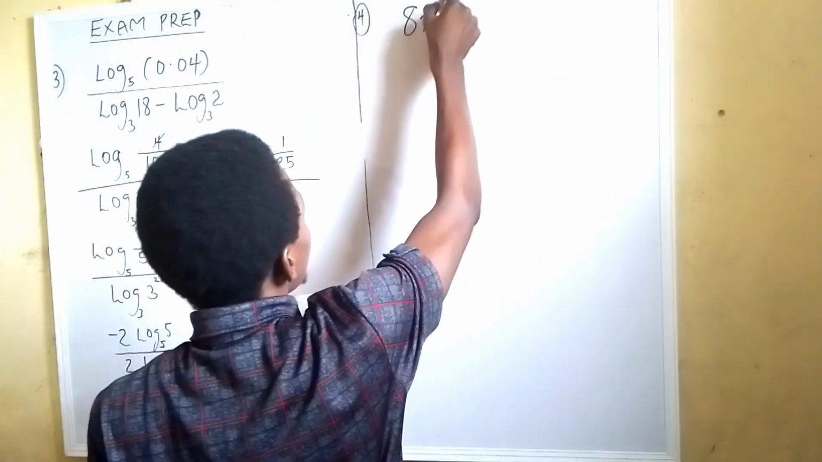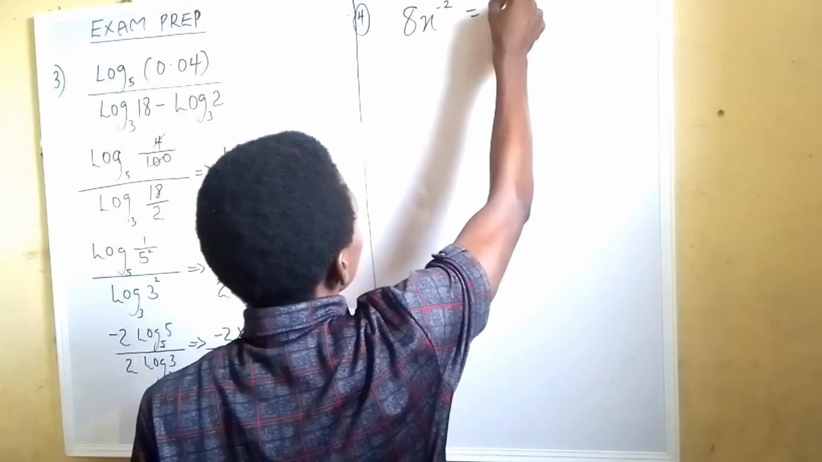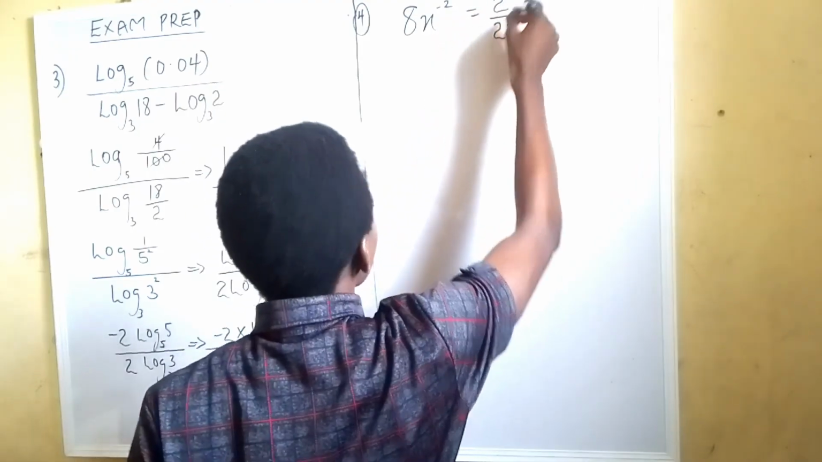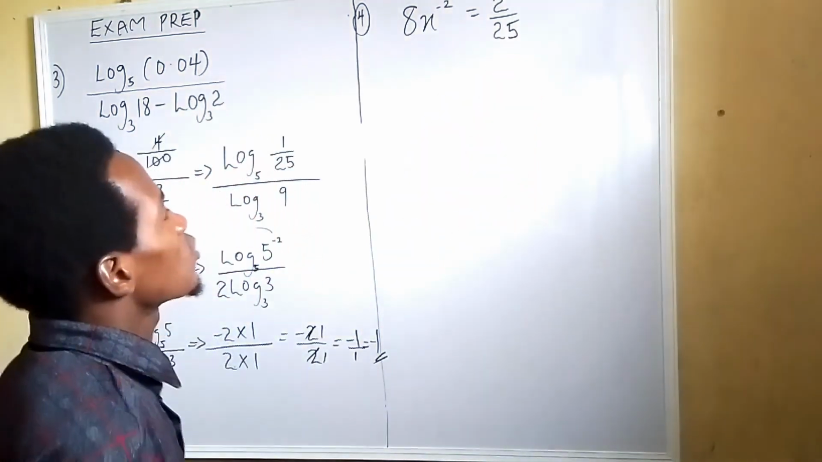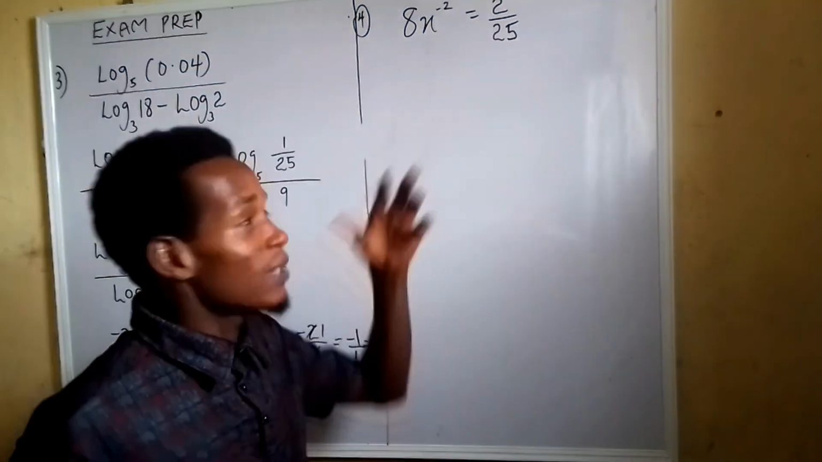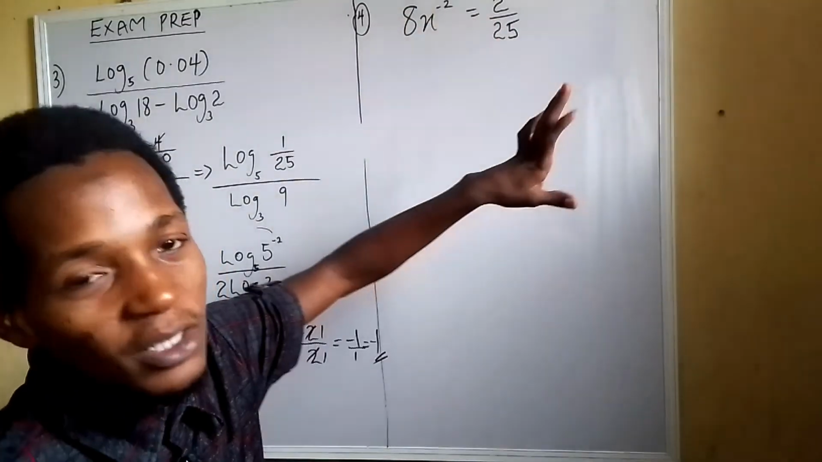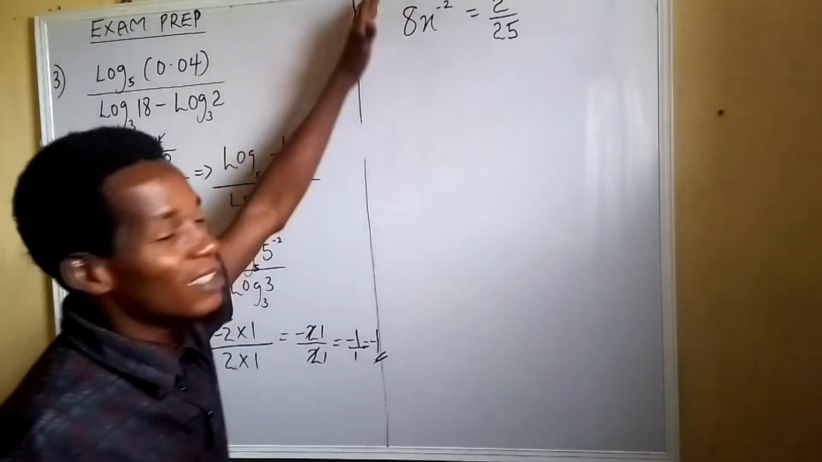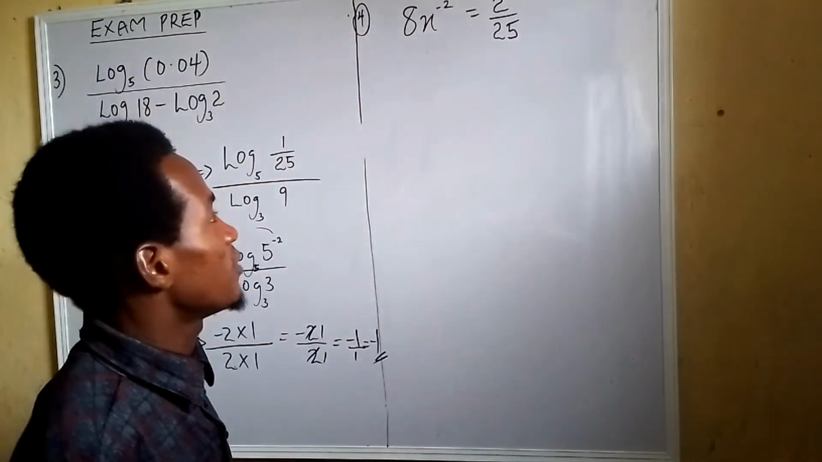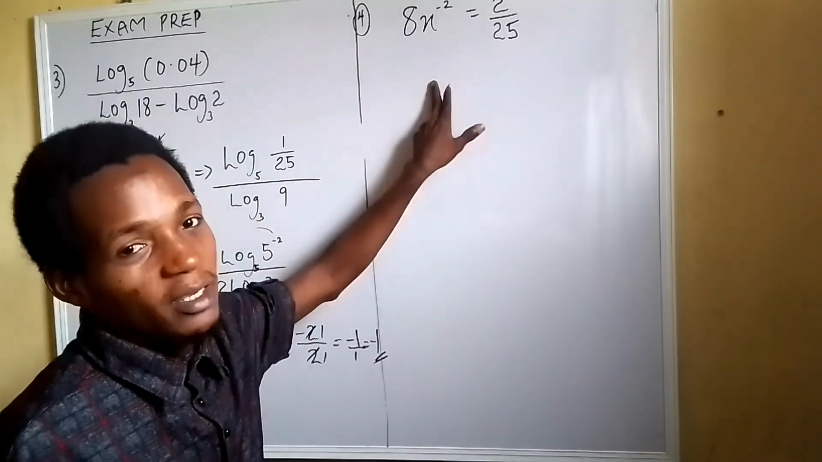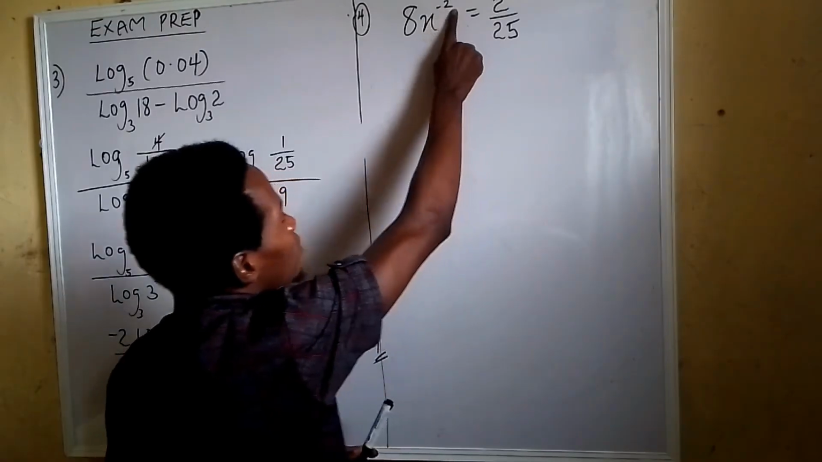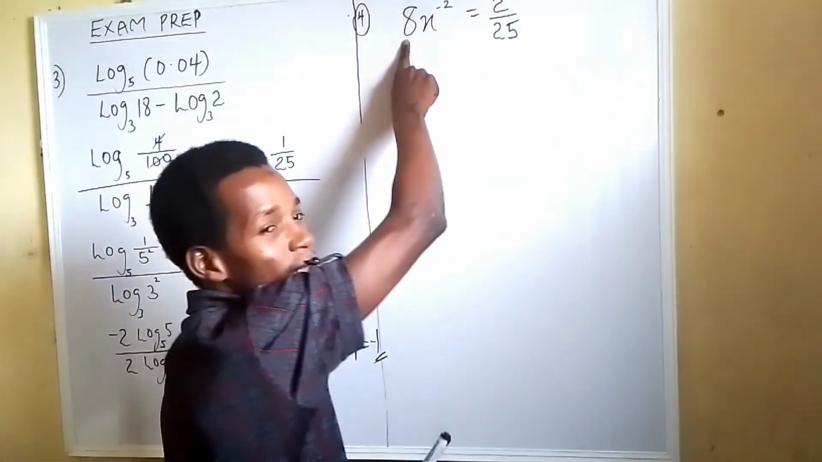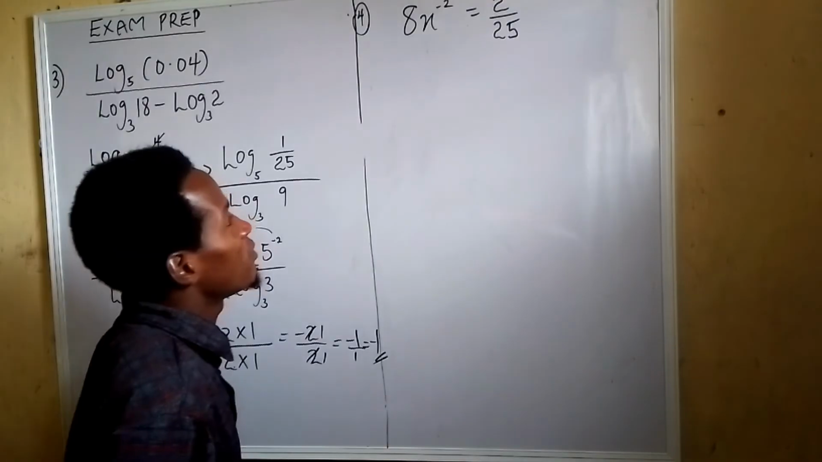The first question here says 8s raised to the power minus 2 equals 2 over 25. How do we solve? This is just like making s the subject of the formula, because whenever we are looking for s, we have to detach whatever is preventing s from being free, so that s will be our final answer. Over here we can see that s is attached with the power of minus 2 and at the same time attached with the 8 as the coefficient.